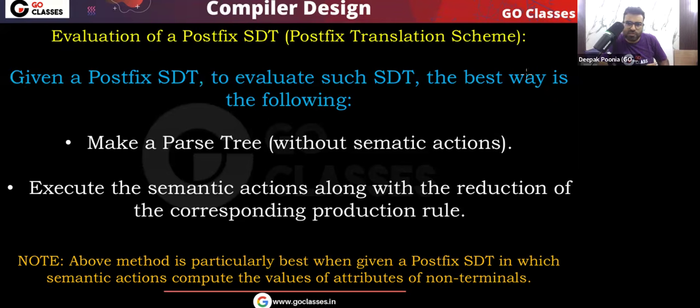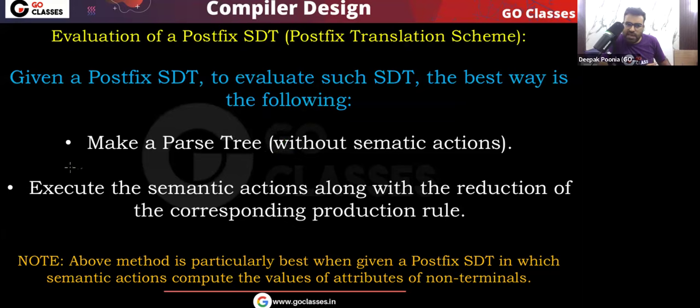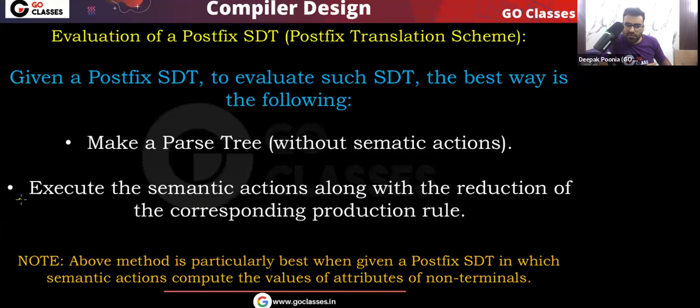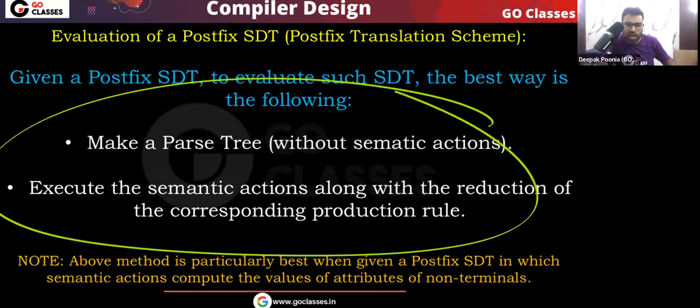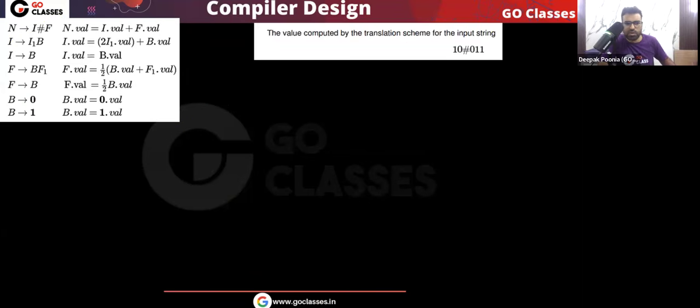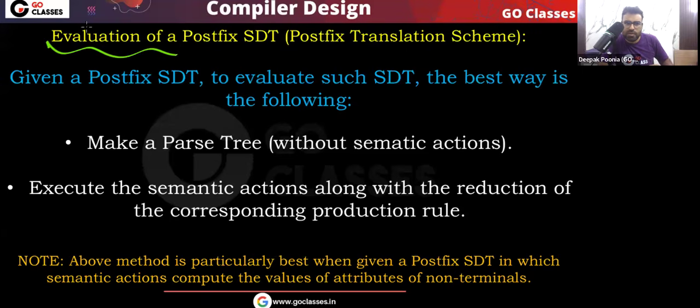Given a postfix SDT, what is the best way to evaluate it? Very simple. We will make the parse tree without semantic actions. Then we will perform left to right depth first traversal. Then we will execute the semantic actions immediately after the reduction of the corresponding production rule. So this is how we evaluate a postfix SDT. And in this GATE 2023 question, the SDT given to us is a postfix SDT. So let's solve this question using this method.